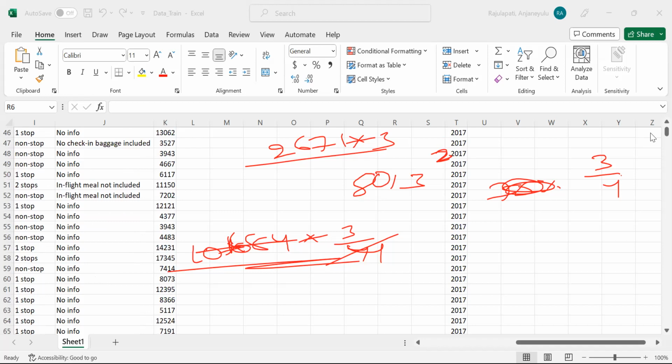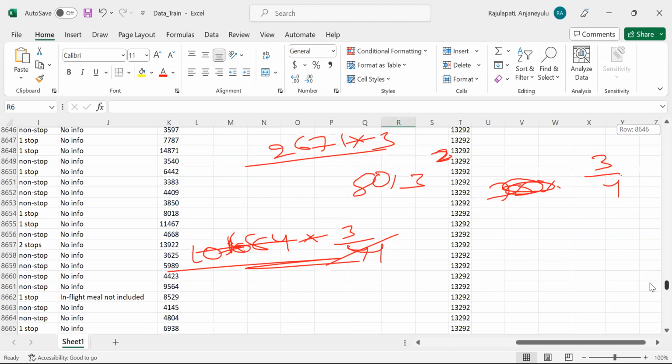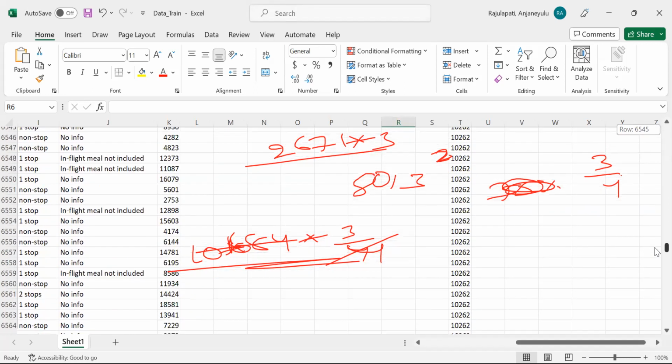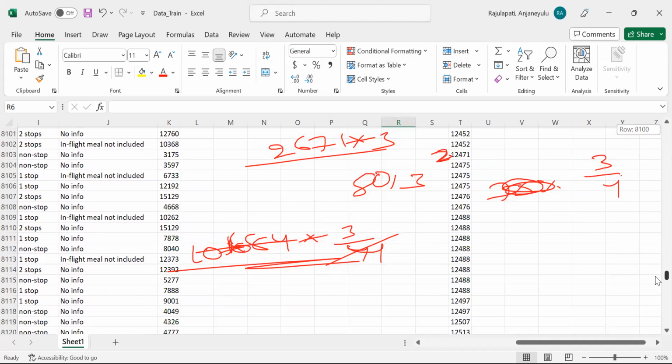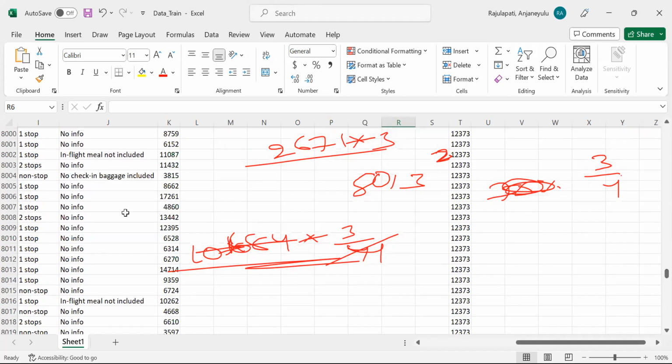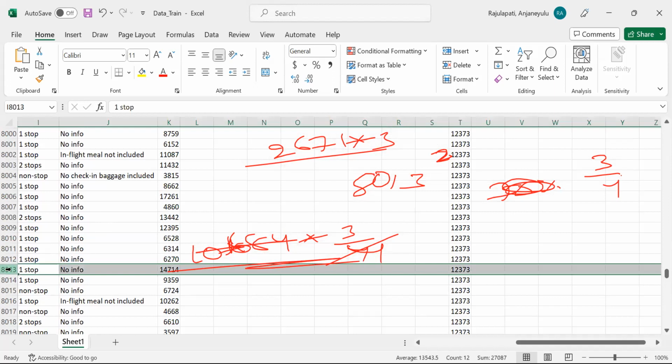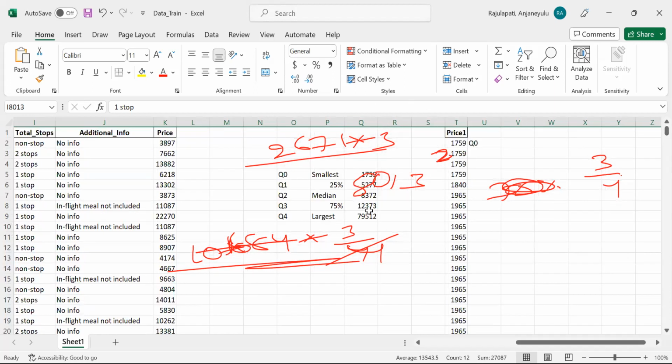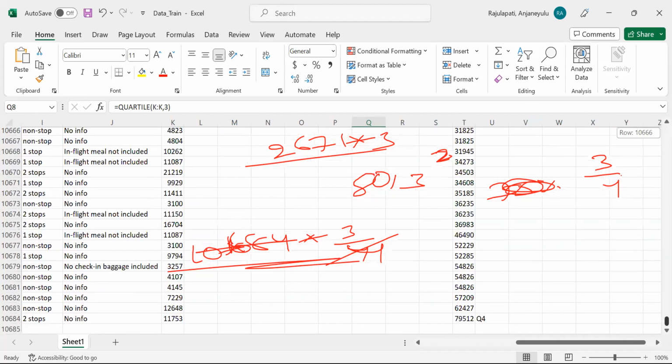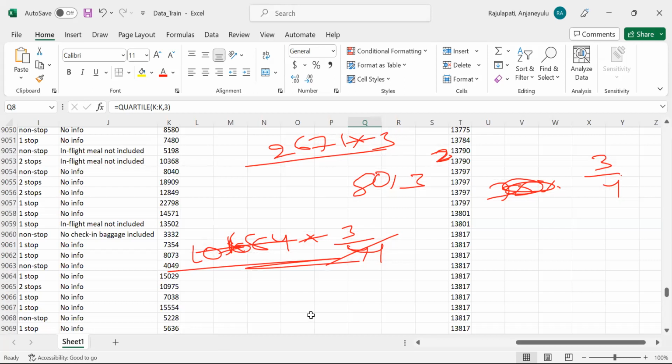Now go and see the index position 8013. What is the value? 12373. Is it correct or not? Yes, it's 12373, correct. Fine, so that way we can calculate.